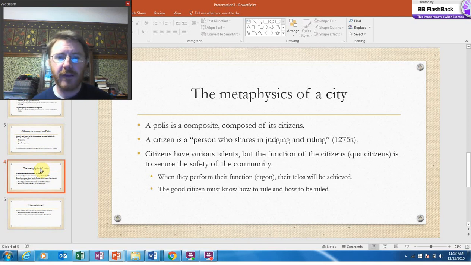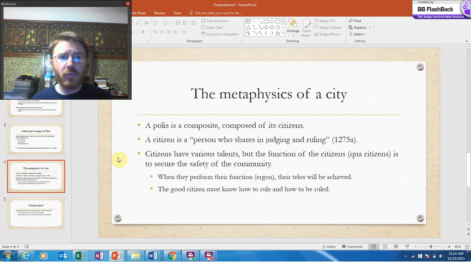So the citizens have various talents, but the function or the work of the citizens is to secure the safety of the community. So each citizen has a different type of skill set, but when they work as citizens in the community, each of those skill sets are going to secure the safety and prosperity of the city as a whole. And this is typical of Aristotle.